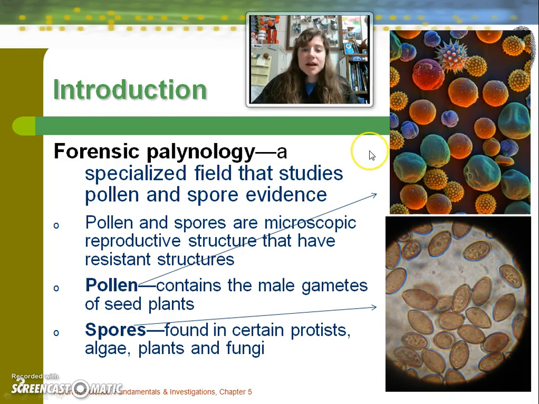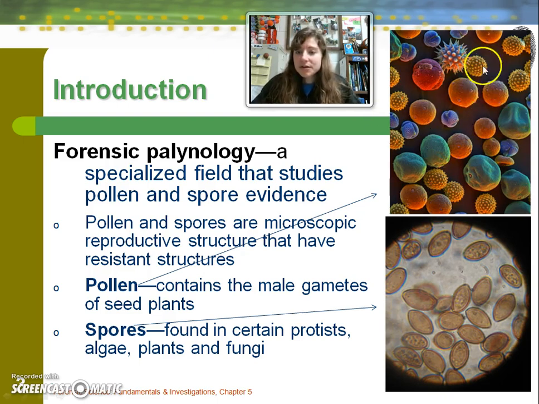And you might wonder, well, this is not a botany class. Why are we talking about that? But again, forensics includes lots of different subdisciplines. And so this specialized field of pollen and spore evidence can be helpful in several ways as it has to do with forensic investigation. We'll look at that in just a moment.